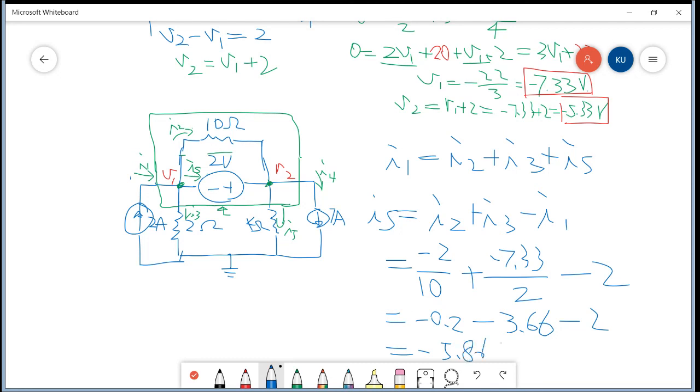So finally, we will get IS should be minus 5.86 A, which means actually the current here should be something like this. This is 5.86 A going that way, which means actually the current is going inside the voltage source.